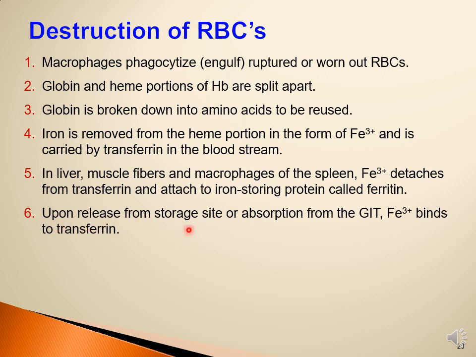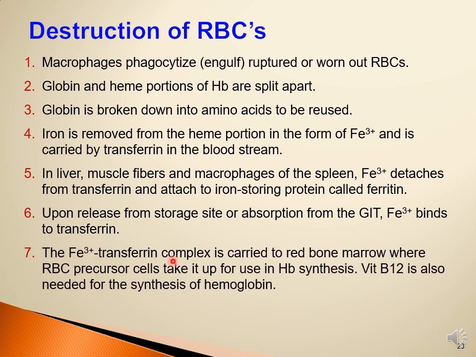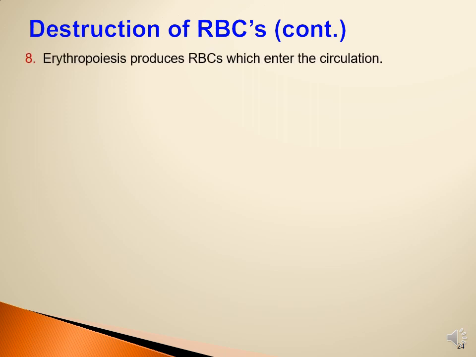Upon release from the storage site or absorption from the GIT, iron binds to transferrin and it is carried to the red bone marrow, where red blood cell precursors take the iron and use it for the production of new hemoglobin. Vitamin B12 is also needed for the synthesis of hemoglobin. Now, next, erythropoiesis produces red blood cells which enter the circulation in the form of reticulocytes that will last for 1 to 2 days.